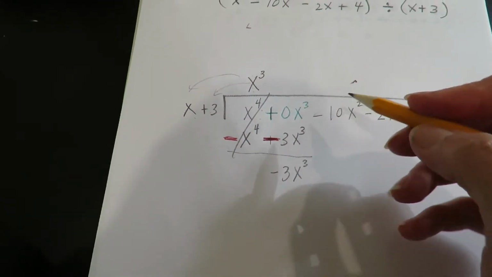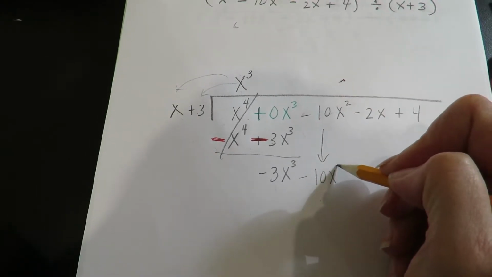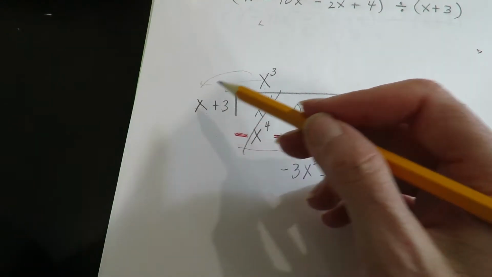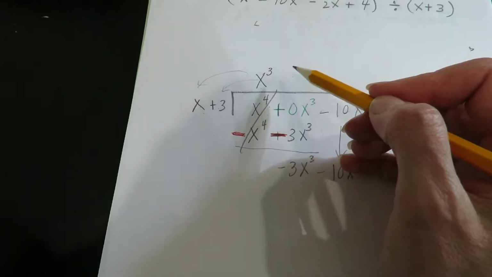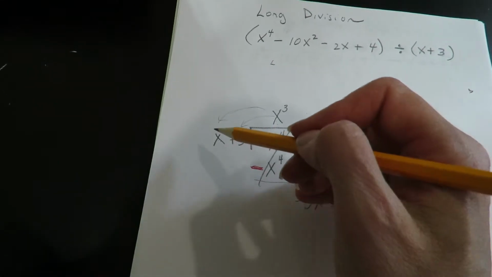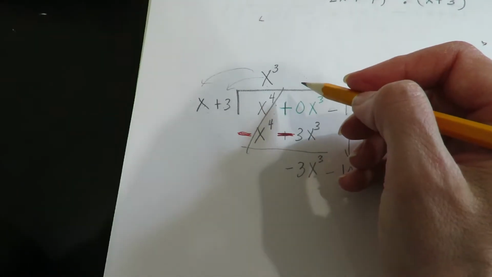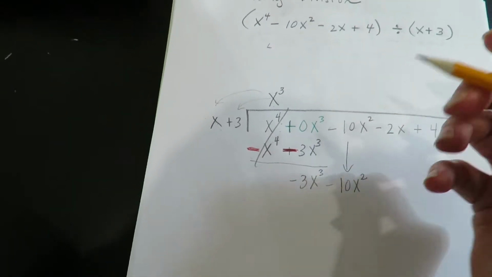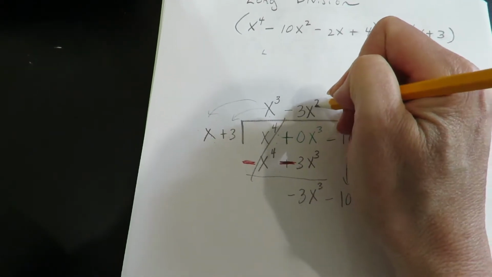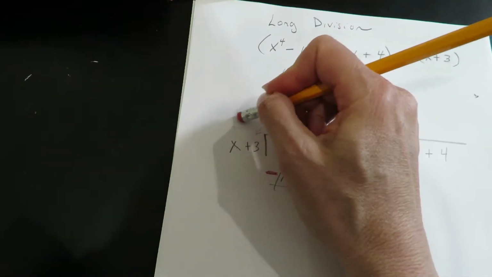Right, now I bring the next term down. And now I do the technique again. What times the first term makes the first term? Or if you like it the other way, this divided by this is that. My brain likes the multiplication, so it's going to be negative 3x squared. Now I have to multiply this to both.